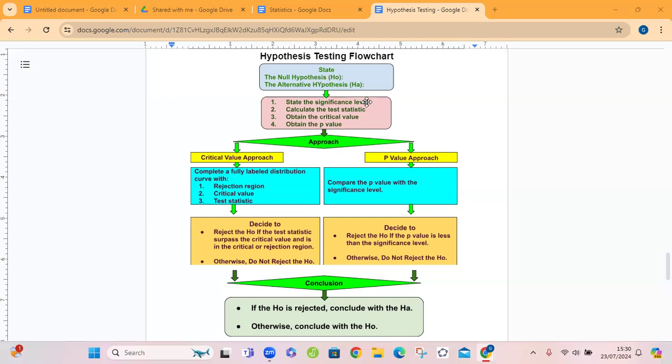So now we've got to use that distribution curve to decide to reject the null if the test statistic surpasses the critical value and is in the critical region or rejection region. So if the test statistic is in the rejection region, which is the shaded region, then you reject the null hypothesis. Otherwise, you do not reject the null hypothesis.